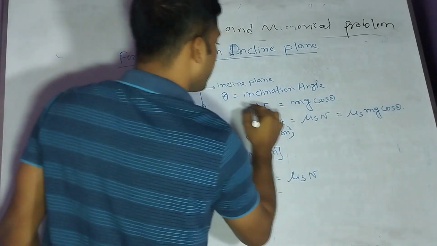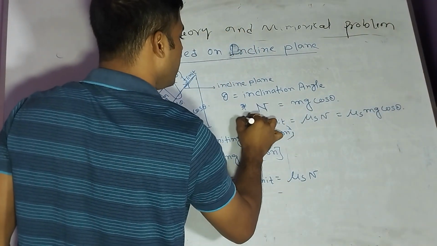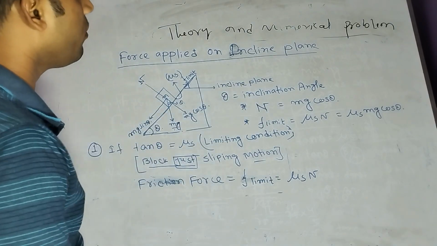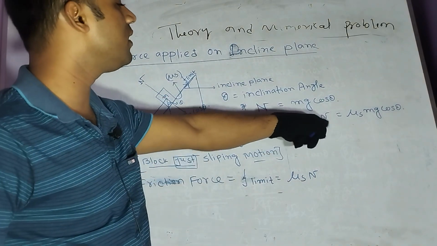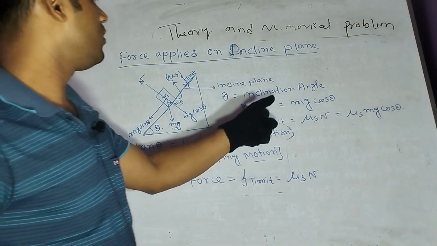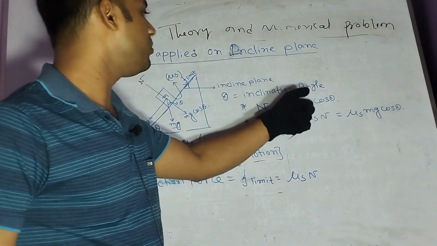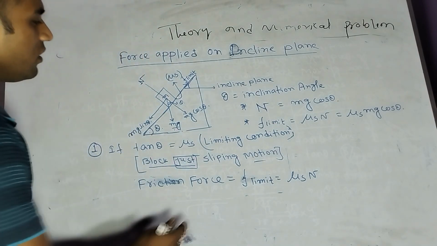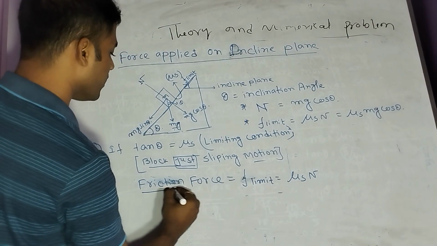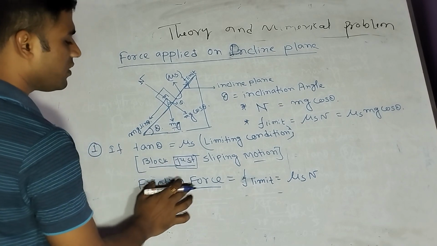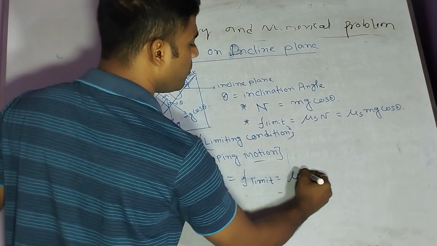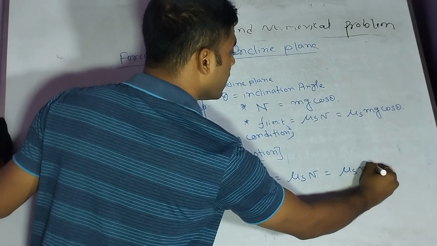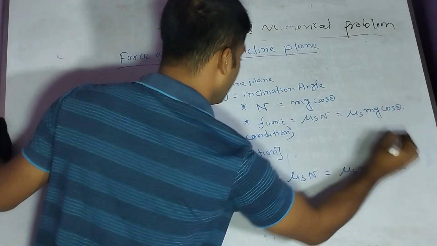According to the block diagram, two data are given: N is equal to mg cos theta, and the F limiting formula is mu s into N. What is N? N is the normal reaction. According to the data, N is equal to mg cos theta, so applying this value, F limiting is mu s mg cos theta. So the friction force for the limiting condition is equal to F limiting, that means mu s into N or mu s mg cos theta. This is the limiting condition.